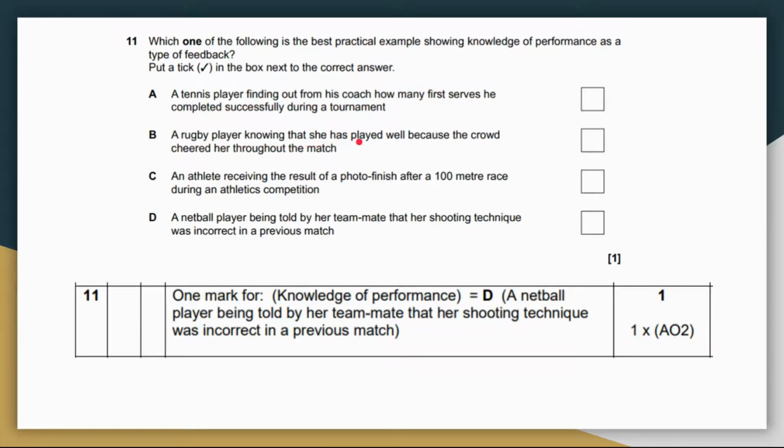A rugby player knowing that she has played well because the crowd cheered her throughout the match. So again, that's got nothing to do with technique. So we don't think that's going to be the answer. An athlete receiving the result of a photo finish after a 100-meter race. So the fact it's got the word result, it's to do with outcome. So it's more to do with knowledge of results. So D, a netball player being told by a teammate that her shooting technique was incorrect in a previous match. So if it's to do with shooting technique, that word technique in particular, then it's going to be to do with knowledge of performance as a feedback type. So the answer is D.